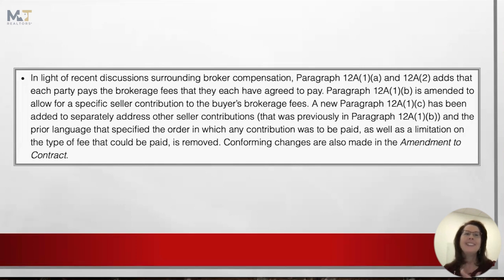We also call this seller concessions. And the prior language that specified the order in which any contribution was to be paid, as well as a limitation on the type of fee that could be paid, has been removed. Conforming changes are also made in the amendment to the contract, so it mimics what paragraph 12 states, and we're going to look at those.